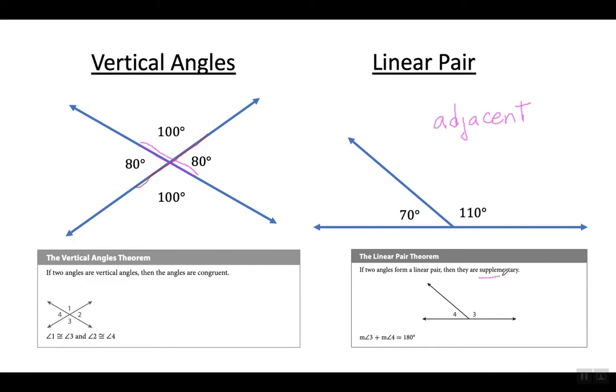But that's a linear pair, and it always has to add up to 180. And remember, two angles that add up to 180 are supplementary. A reminder, I gave you a way to remember which is complementary and which is supplementary. All right. If two angles add up to 90 degrees, they're complementary. And if two angles add up to 180, they're supplementary.